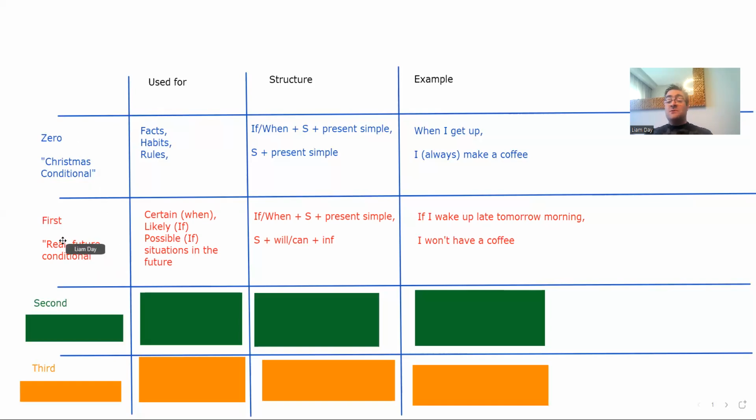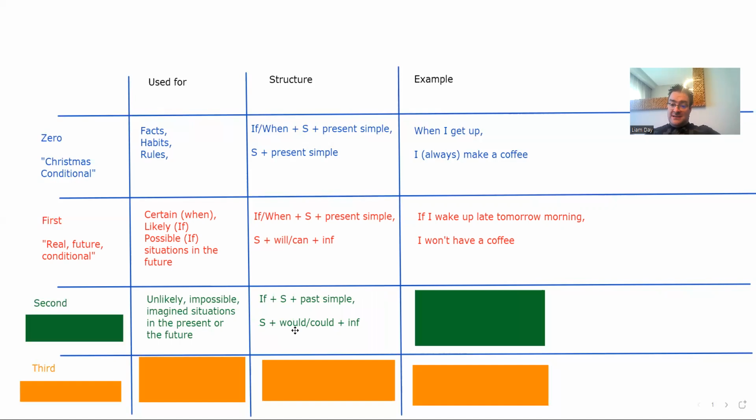Now, what about the difference between first and second? Well, second conditional is used for unlikely. So notice the opposite, impossible, or imagined situations in the present or the future. Okay, so the first conditional focuses on certain, likely, or possible. Second, on unlikely, impossible, or imagined. The first conditional is all about the future. Second conditional can be the present or the future.